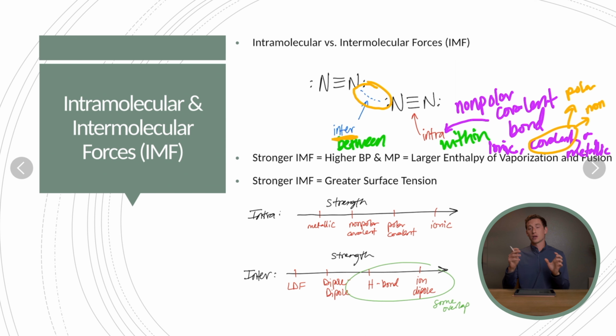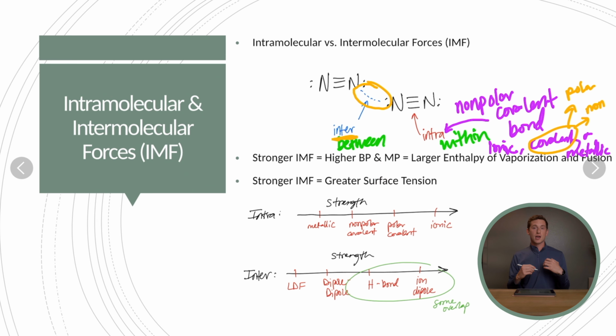Now, a couple things, now that we understand the difference between the two. IMFs are really responsible for phase changes and boiling points and melting points. So when you have a stronger intermolecular force, it's harder to break. It's a stronger attraction. Think of it as if I'm holding on to somebody with my pinky, or I'm holding on to somebody with a firm handshake. The stronger I'm holding on to something, the harder it is to break. So these are going to have higher boiling points and melting points, which is what this says.